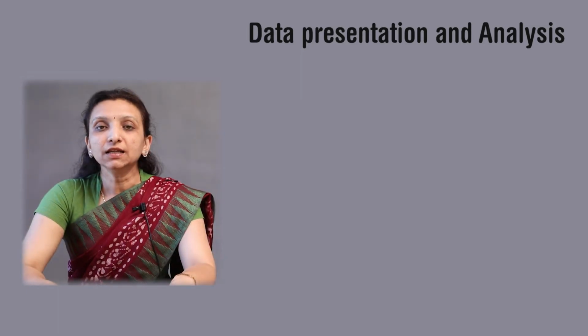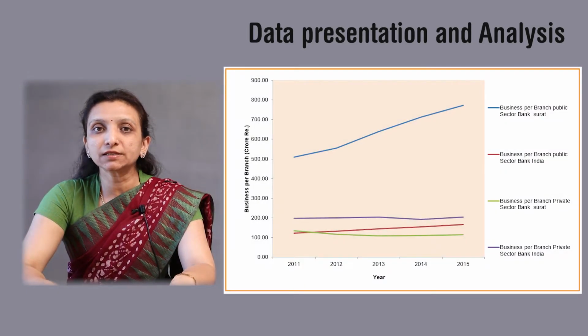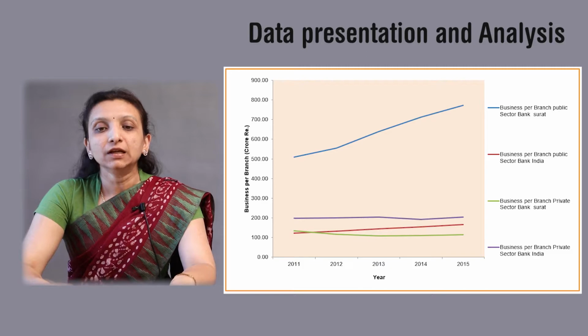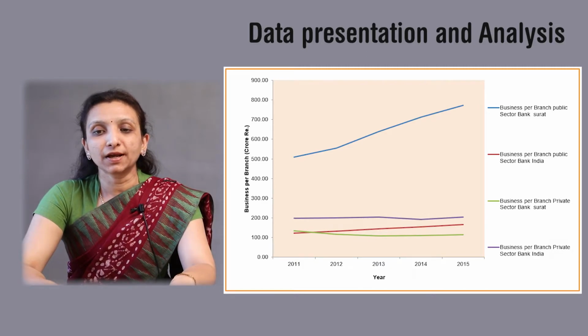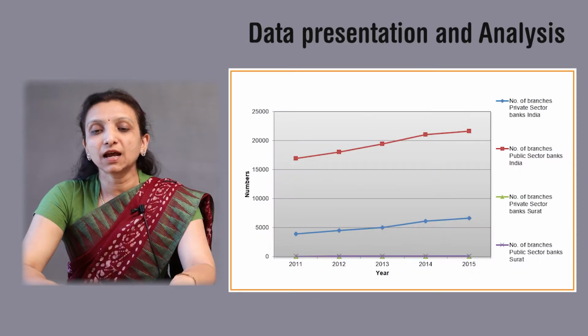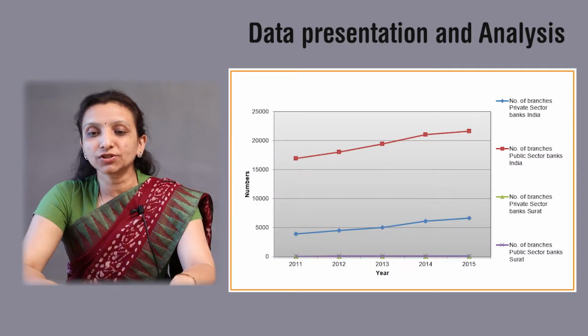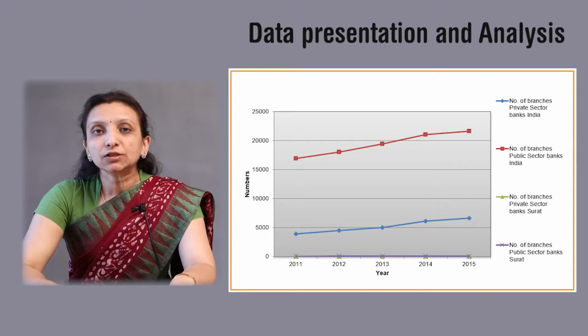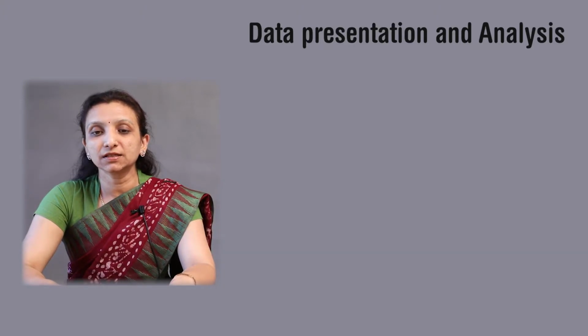Further moving, business per branch of public sector banks at national level is much more than at Surat level. At Surat level, private sector banks are in a good position. The number of branches and ATMs of private sector banks is more in Surat as compared to nationalized banks.